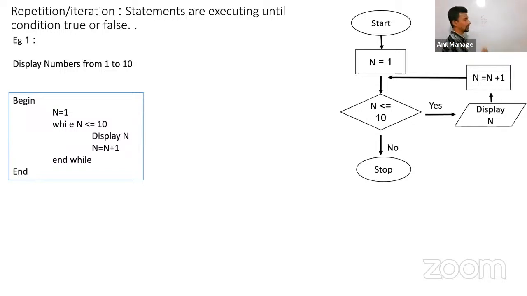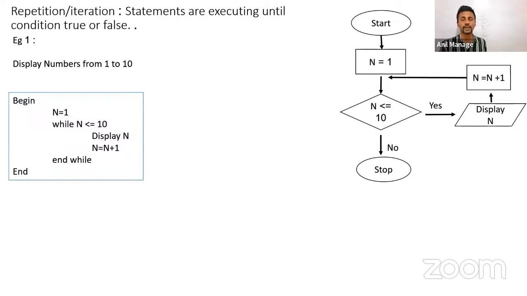And 2 is created. So 2. Now n less than 10 means 2 less than 10. Yes. Like that we can get 2, 3, 4. It goes up to 10. 10 less than or equal. Because of the equal mark, 10 also will be displayed and 11 will be created. When n equal n plus 1, what happens? A value of 11 is created. But when it comes to the condition, it checks whether it is less than or equal 10 or not. So it goes to no and stops. 11 will not be displayed, but it will display from 1 to 10.